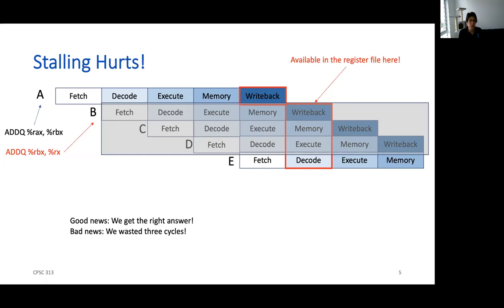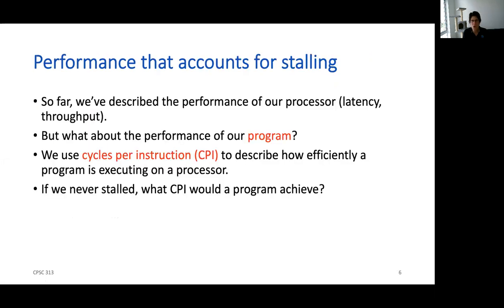Now, until now, when we talked about the performance of processors, we'd really talked about the processor itself, right? How long does it take the processor to do things? Now that we've introduced stalling, we can actually start to talk about the performance of a program running on a processor. The latency and throughput are really just calculations about the hardware. But in general, we don't care so much about just the hardware. We really care about how well a particular program runs on that. And so we introduced this new metric called CPI, for cycles per instruction, that says when we run a particular program, how many cycles does it take for each instruction?